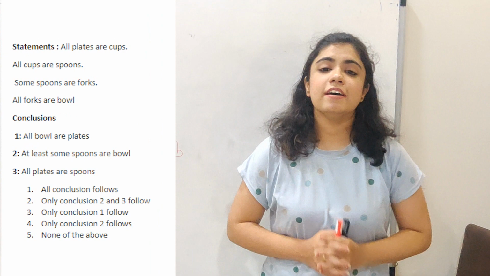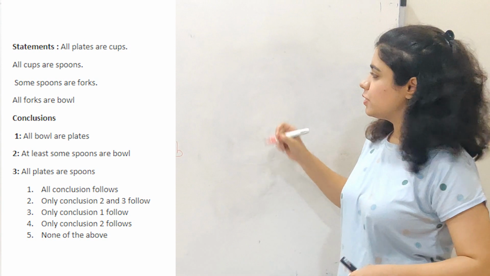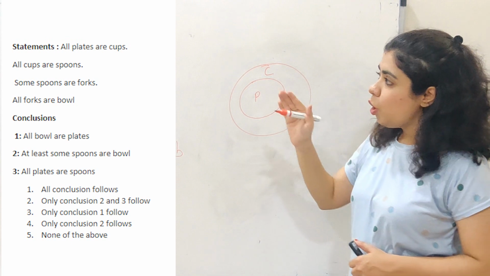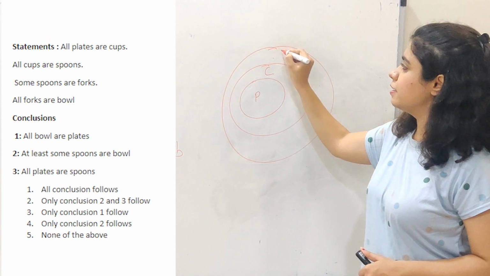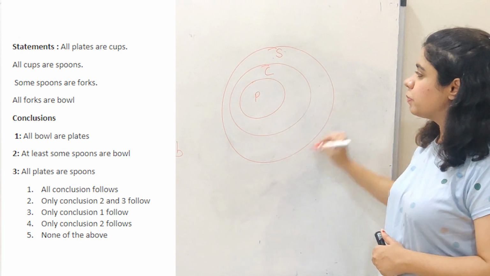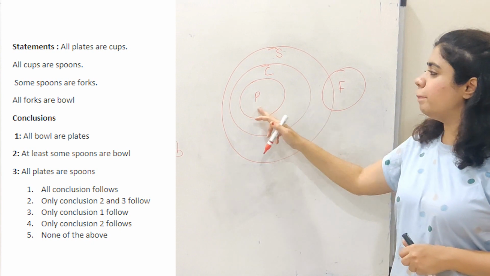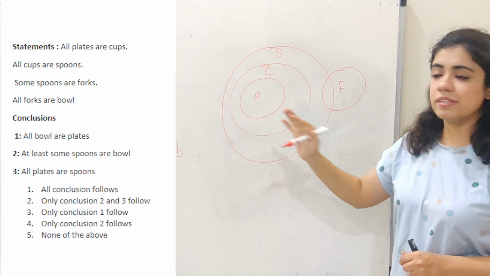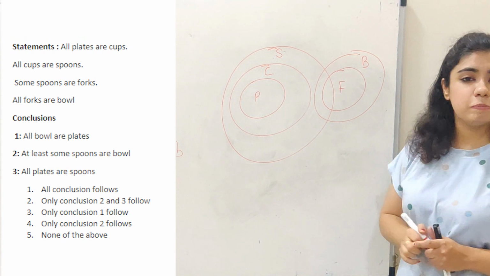Okay? Now let's have a look at one final question. What does it say? All plates are cups. All cups are spoons. Then some spoons are forks. You don't know the relation between fork, plate and cup, so don't make the relation. And the last is all forks are bowls. So this becomes your diagram.